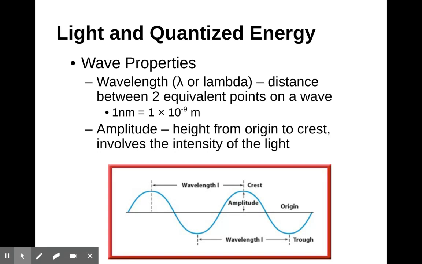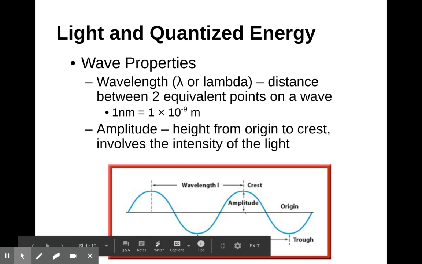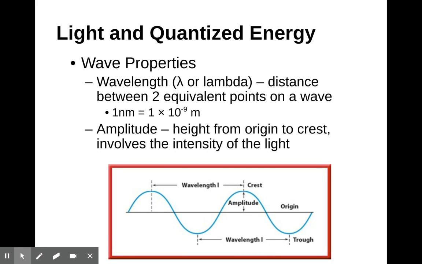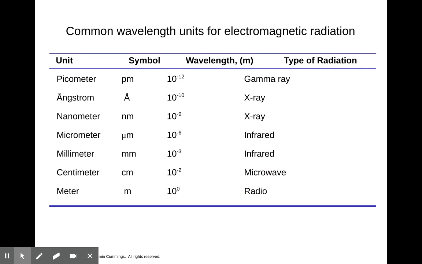We know that the amplitude is going to be the height from the origin. So the origin would be here to the crest, and this is going to involve the intensity of the light. Okay. So what we see is that the smaller the wavelength, the more it determines the type of radiation that comes out of it. Again, the smaller the wavelength, the more powerful the energy is going to be.